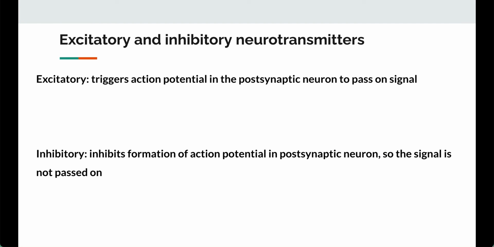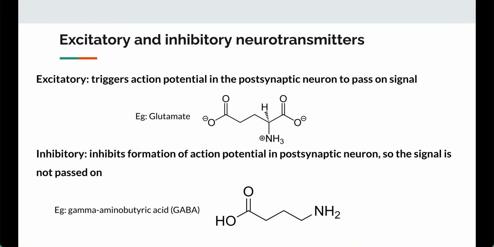Finally, neurotransmitters can be excitatory or inhibitory. This means they can either pass on an action potential or prevent it from reaching the next neuron. The brain's most common excitatory neurotransmitter is glutamate, and the most common inhibitory neurotransmitter is gamma-aminobutyric acid, or GABA.